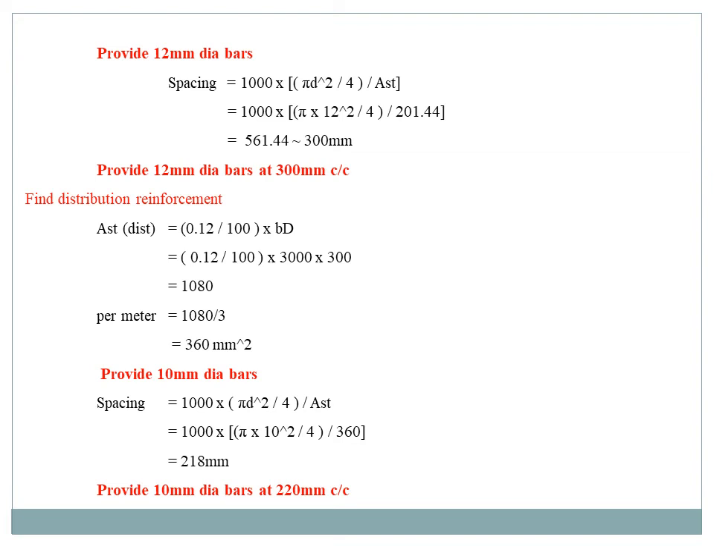So the maximum spacing is 300 mm, which you can provide. Then provide 12 mm dia bars at 300 mm center to center distance. Next, find the distribution reinforcement.